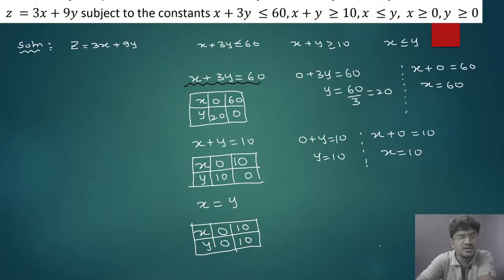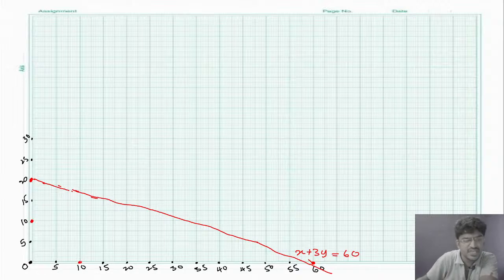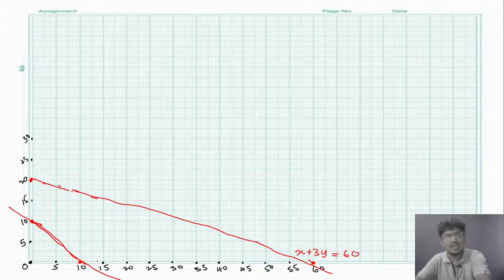So next, x plus y equal to 10. X is 0, y is 10. And y is 0, x is 10. You can join these 2 points, no problem. Use the scale. So while solving the graph, use the scales. Clear?